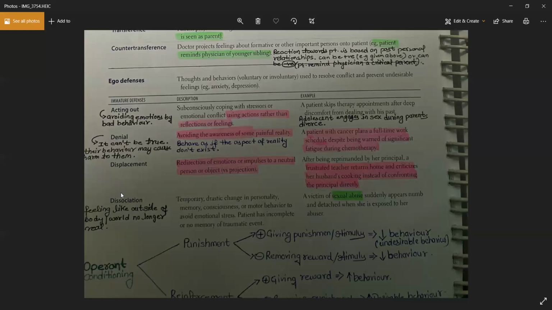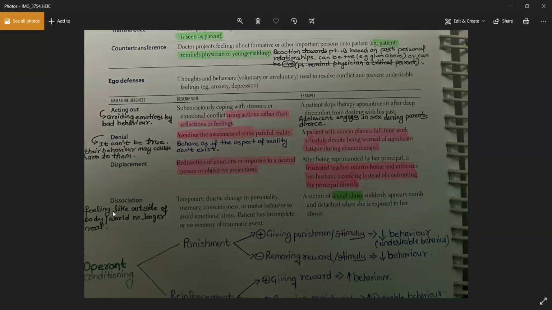Like the things that are happening to them are not actually happening to them but to a third person. Okay, so this is the dissociation. We will discuss this later, very deeply, so just know this for now. Any doubt on these four ego defenses?